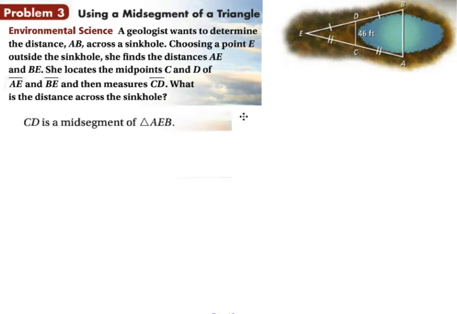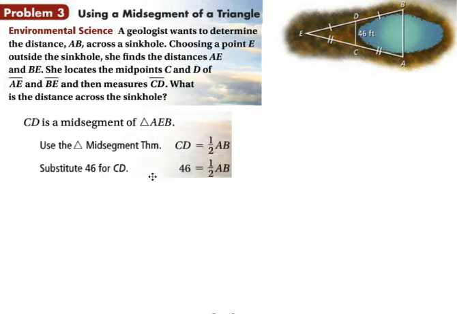Well, since CD is a midsegment of the triangle, we can use the midsegment theorem, which says CD is half the distance of AB. And we know CD is 46, so all we have to do is multiply both sides by 2 and we get 92.